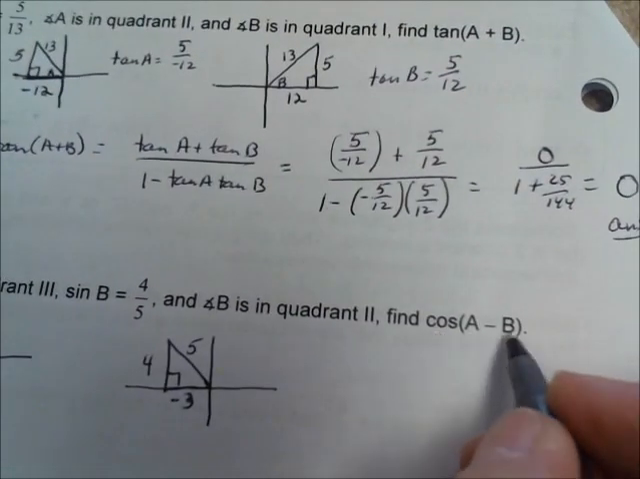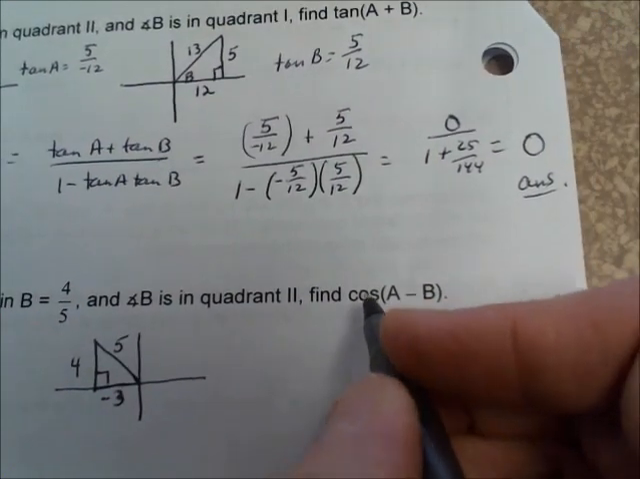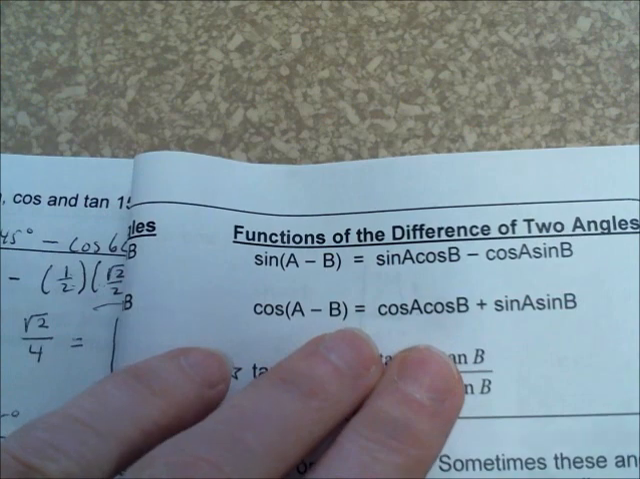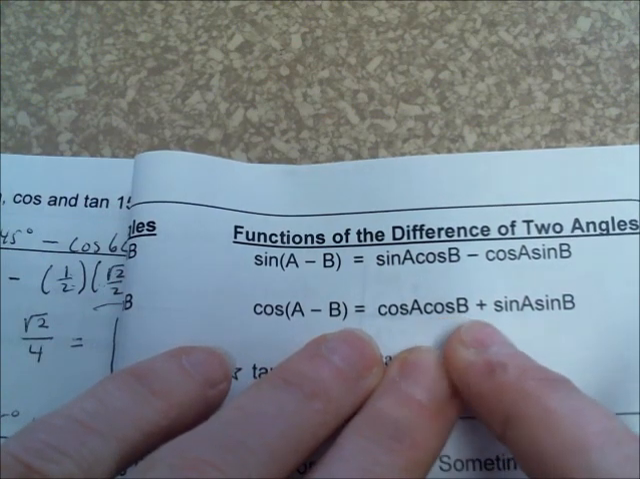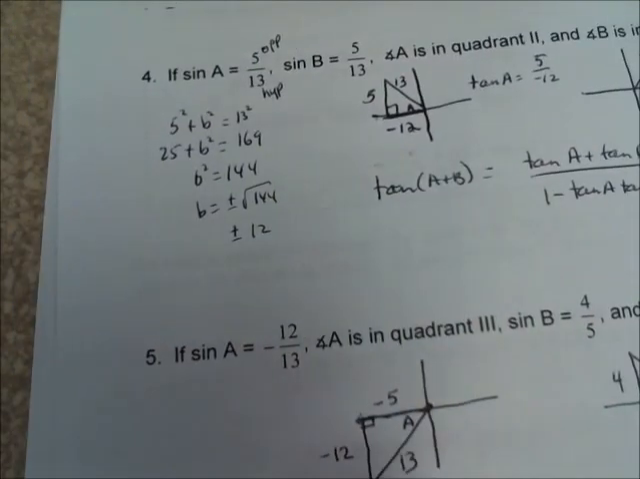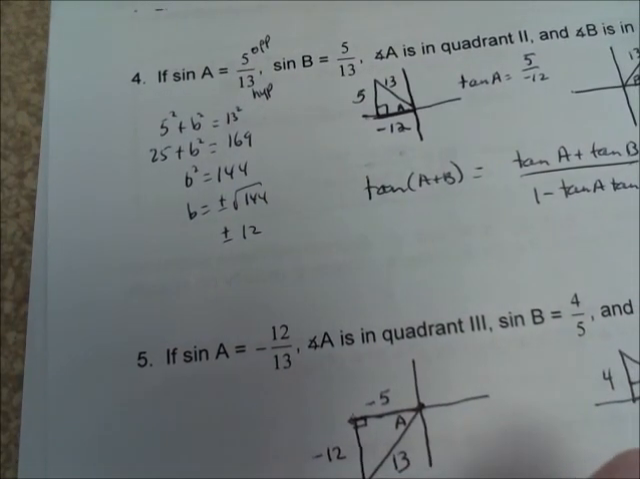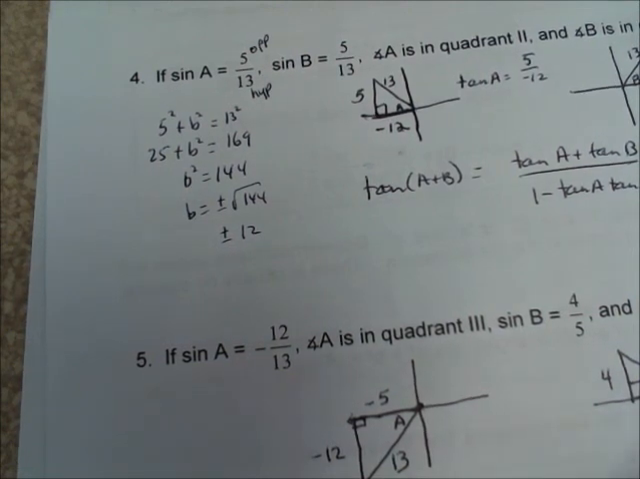Well, they want us to find the cosine of A minus B. So if you look back at the formula for the cosine of A minus B, it's cosine A cosine B plus sine A sine B. So we'll write that out. The cosine of A minus B is the cosine A cosine B plus the sine of A times the sine of B.